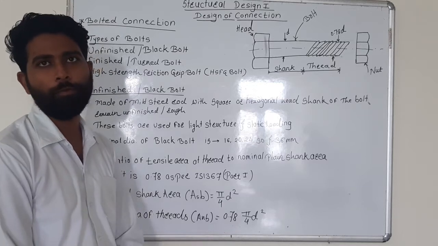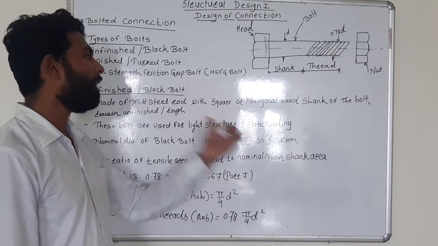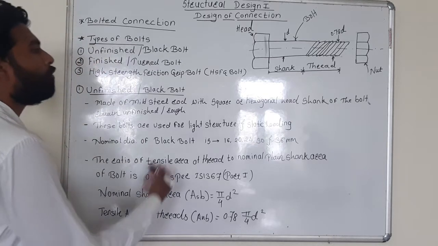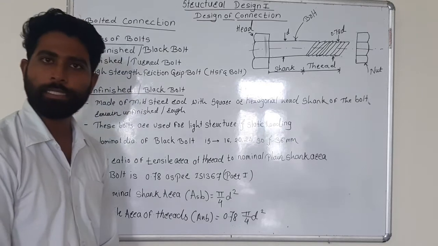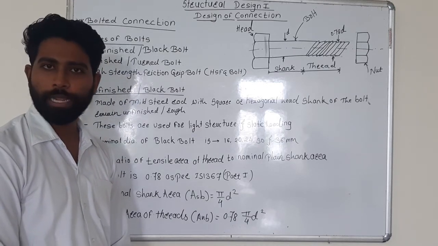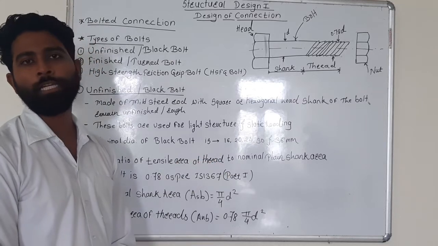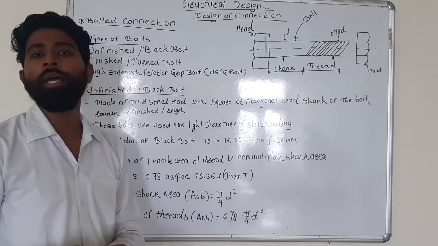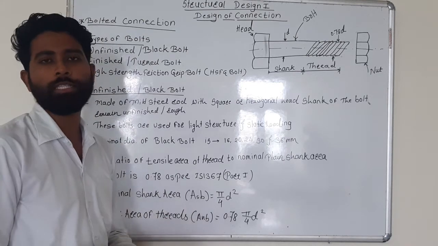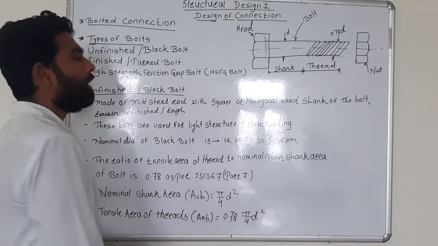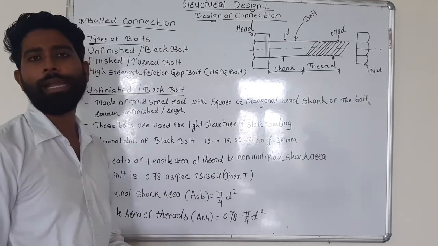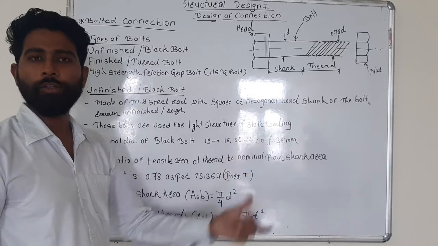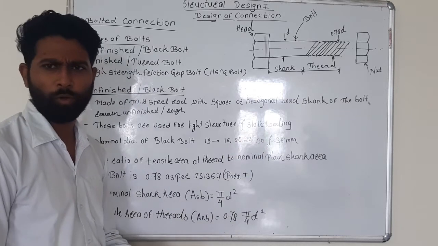Second thing is that these bolts are used for light structures and static loading. Since it is made of mild steel wire and is not a finished bolt, the grip of the bolt is less, so it is used for light structures like bracing or simple frames, and static loading. There shouldn't be any dynamic loading. What is meant by dynamic loading? It is moving loading, the load which moves suddenly, or where vibration comes. That is known as dynamic loading. Static loading is stationary or stable loading. Continuous or concentrated loading is known as static loading.